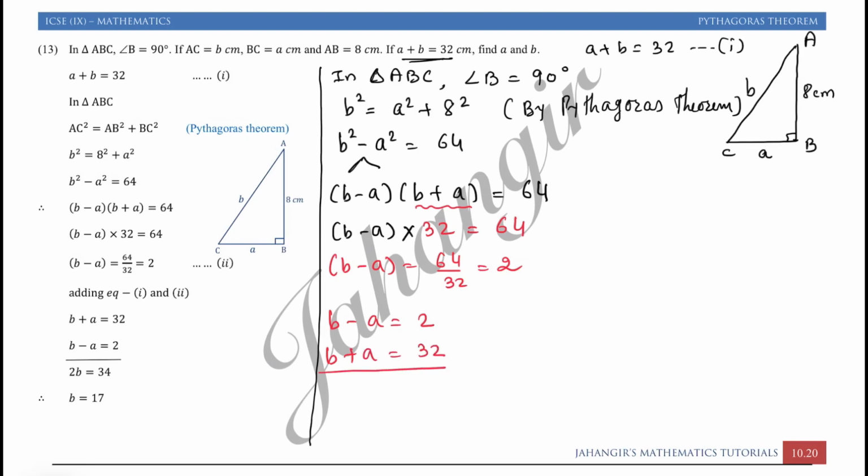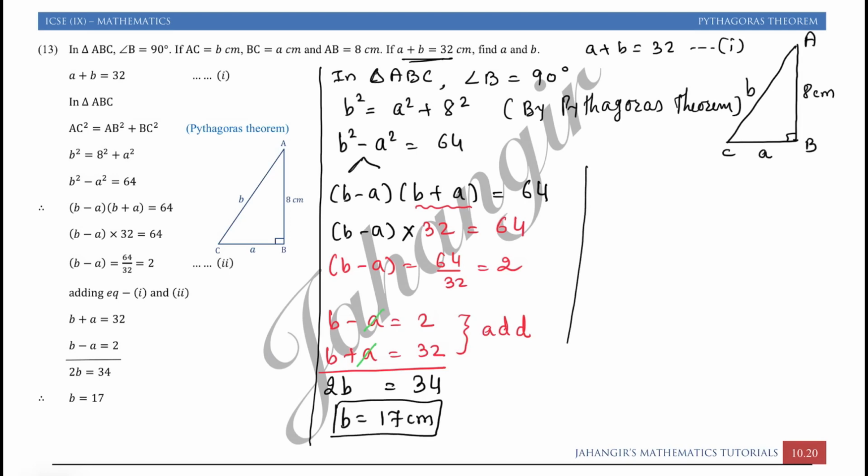So solving this, we can add up. As you see, minus a and plus a will get cancelled. b plus b is 2b, that is equal to 34. b is equal to 17 centimeter.